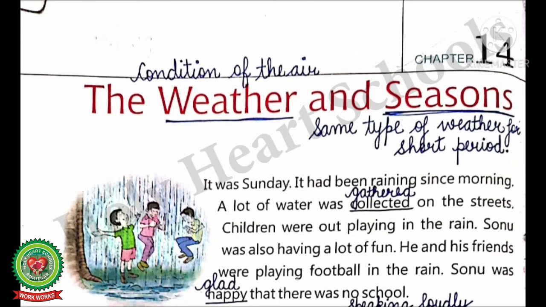It was Sunday. It had been raining since morning. A lot of water was collected on the streets. Now underline the word collected and write down its meaning, gathered. Children were out playing in the rain. Sonu was also having a lot of fun. He and his friends were playing football in the rain. Sonu was happy that there was no school. Underline the word happy and write down its meaning, glad.